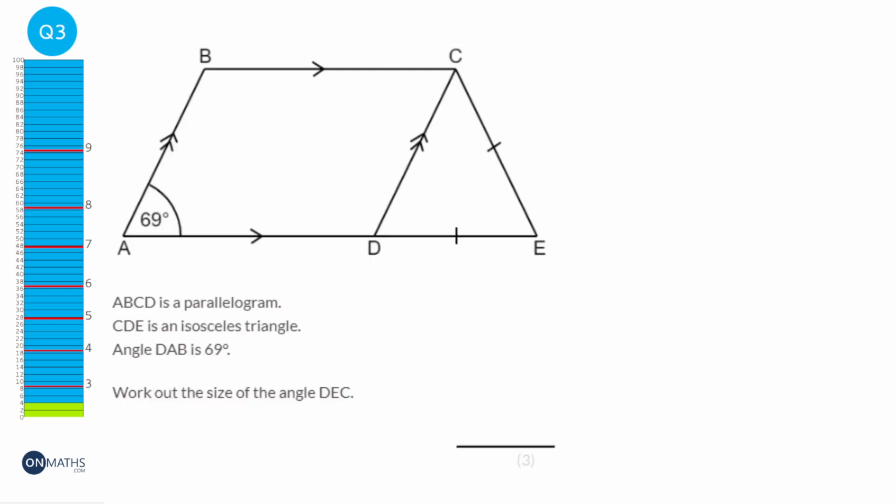So we're looking for angle DEC, which is this one here, but we can't go directly there. We've got to work our way towards it. And the first thing I'm going to look at is this set of parallel lines here. And we've got a line going through these parallel lines, which is this line here.